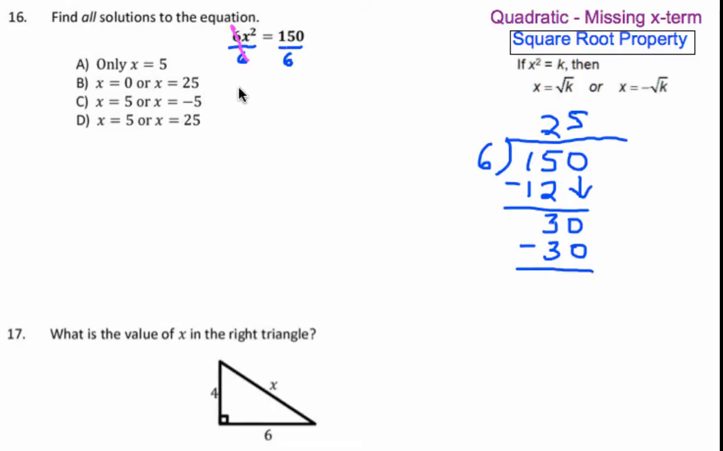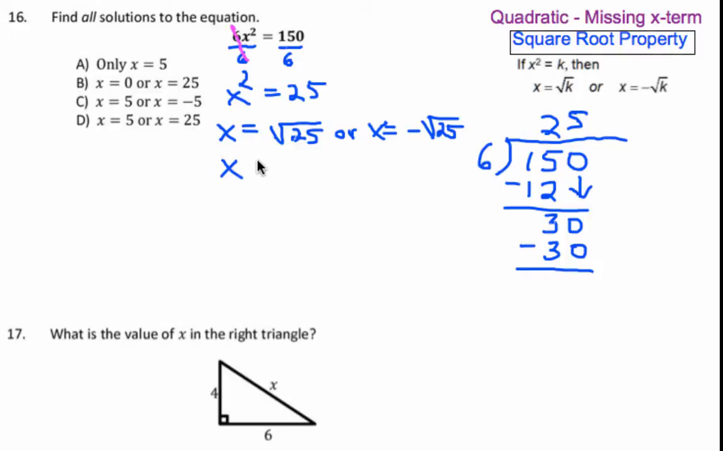So we get x squared equals 25. And now we can use the square root property. So we know x equals positive the square root of 25, or x equals negative the square root of 25. So x equals 5 or x equals negative 5. So we see that corresponds to choice C.